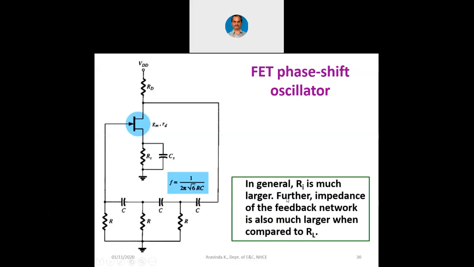So in general, Ri is much larger for the FET. Further, impedance of the feedback network is also much larger when compared to RL. Even if we connect one load resistance at the output here, the impedance of the feedback network will be much larger here because of the series combination of capacitances. So that way, the oscillator will not have a loading effect when a load is connected to the output. That is the meaning here.